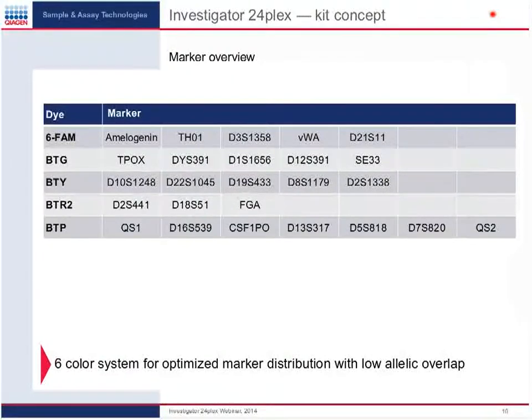In this slide, I showed you the marker arrangement again. So we have the markers addressed in the different colors. So this is 6FAM, BTG, BTY, BTR2, and BTP. And as you can see from this scheme, we introduced the quality sensor system. This is QS1 at the front, and this is QS2 at the high molecular range. So these are 2 markers that are not STR markers that are used to verify the quality of the PCR. This I will point out to you later.